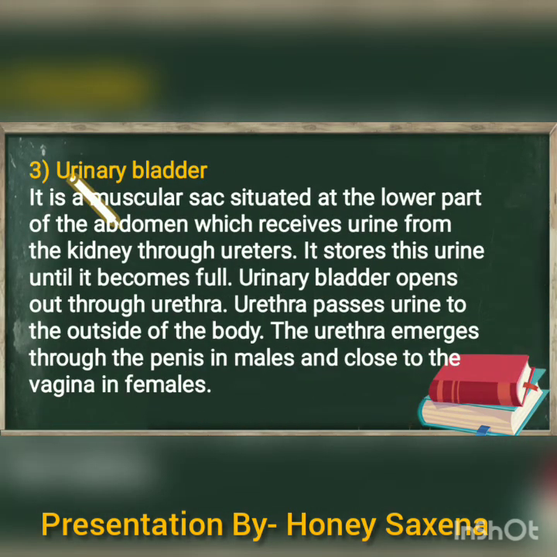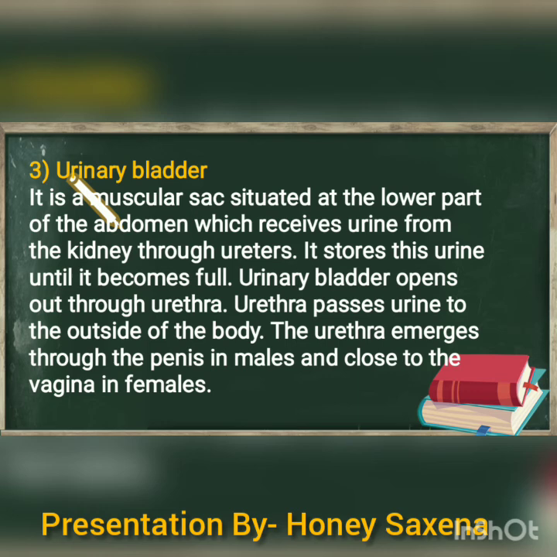Now what is urinary bladder? It is a muscular sac situated at the lower part of the abdomen which receives urine from the kidney through the ureter. It stores this urine till it becomes full. Urinary bladder opens out through the urethra. Urethra passes urine to the outside of the body. The urethra emerges through the penis in males and close to the vagina in females.